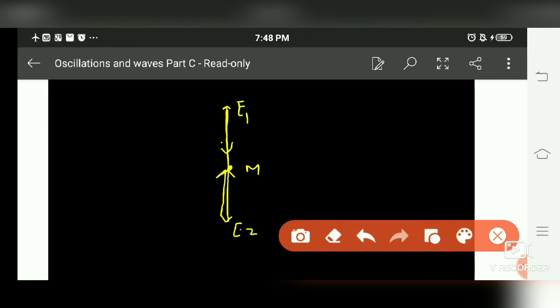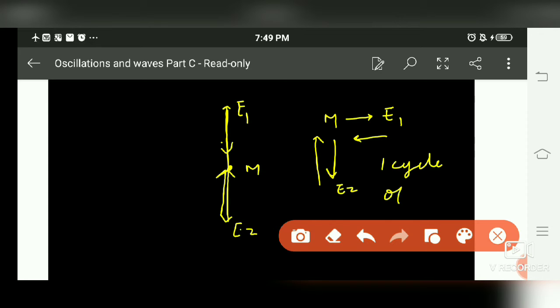Simple harmonic motion means the particle first goes from mean to extreme 1, then from extreme 1 to mean, then mean to extreme 2, and then extreme to mean. This is one cycle of oscillation.